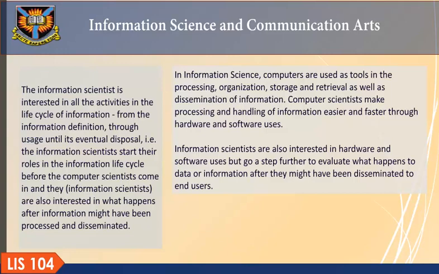In information science, computers are used as tools in the processing, organization, storage, and retrieval, as well as dissemination of information. Computer scientists make processing and handling of information easier and faster through hardware and software uses. Information scientists are also interested in hardware and software uses, but go a step further to evaluate what happens to data or information after they might have been disseminated to end users.